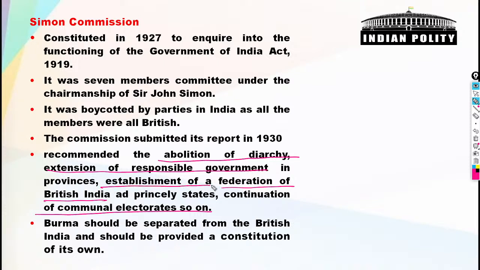Establishment of Federation of British India and princely states. Continuation of electorate system. And it also recommended that Burma should be separated from British India and should be provided a constitution of its own, the Simon Commission. And why it is more important is because the recommendations of the Commission led to the Act popularly known as the Government of India Act 1935.